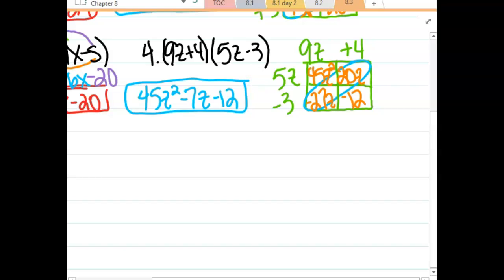Okay, so show of hands. How many of you like the FOIL method? Box method? No box method, people? Oh, breaking my heart, guys.